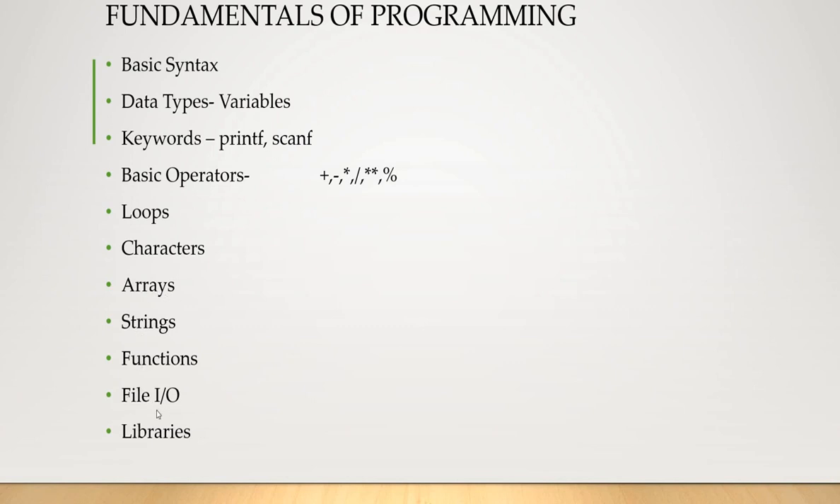So the next one is fundamentals of programming: data types, variables, keywords, basic operators, loops, characters, arrays, strings, functions, file input, output, and libraries. Starting out with the libraries. Libraries consist of a large number of keywords. For example, the library stdio.h consists of keywords like scanf and printf. They come in the library stdio.h, guys.